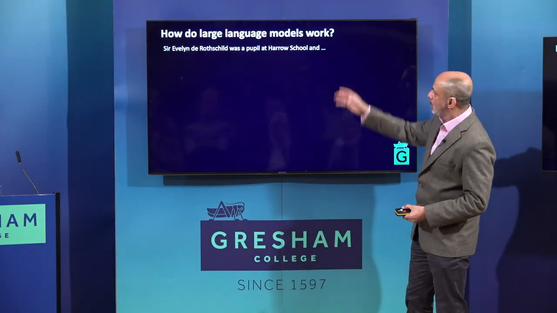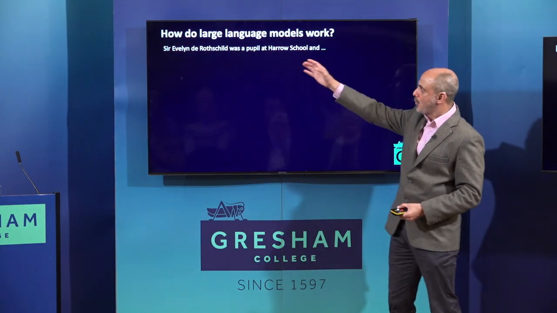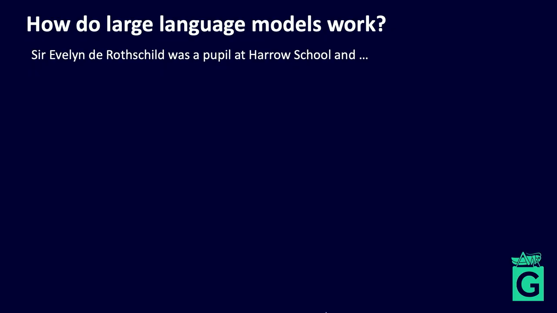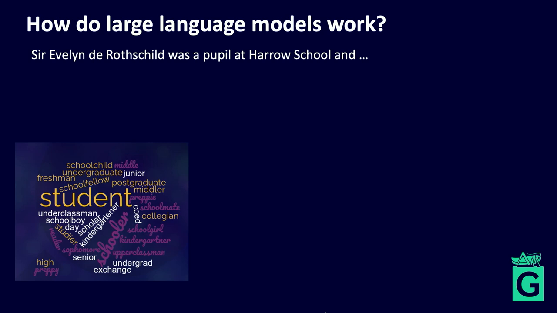Fine. So coming back to this case here. It was a pupil at Harrow School. So the token is pupil, right? Remember, what all these models are doing is classifying the word pupil into something in vector space. That means putting it together with other words that sound like pupil. What are the words that sound like pupil? Student, school fellow, underclassman, schoolboy, kindergartner, all of them are together.